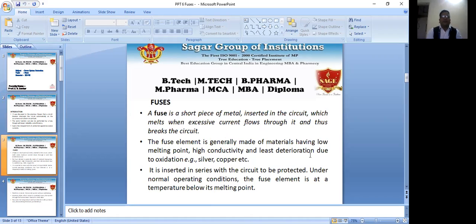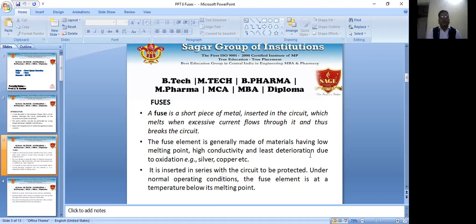A fuse is a short piece of metal inserted in the circuit which melts when excessive current flows through it and thus breaks the circuit. A fuse element is generally made of material having low melting point, high conductivity, and least deterioration due to oxidation, that is silver, copper, etc.